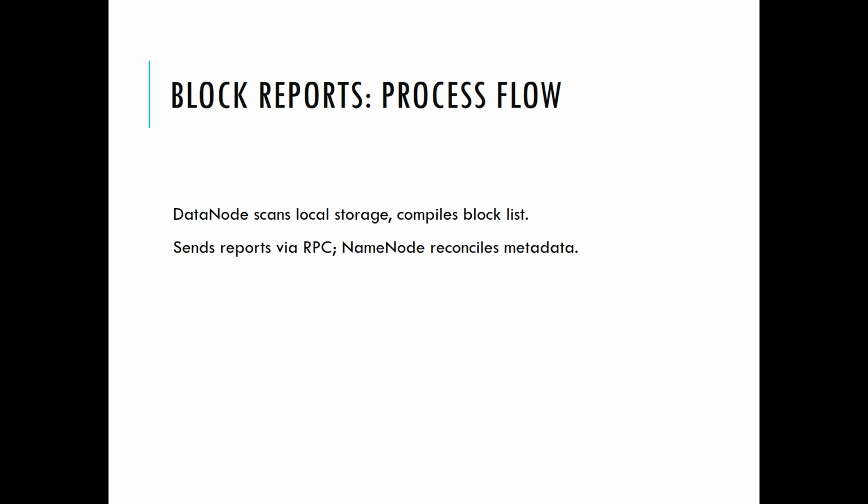Then, the DataNode sends this report to the NameNode via RPC. The NameNode receives the report and reconciles it with its own metadata. This reconciliation involves updating the block map, removing blocks that are reported as deleted, and adding new blocks. If any discrepancies are found, such as a block that is supposed to be on this DataNode but isn't reported, the NameNode can take corrective actions.